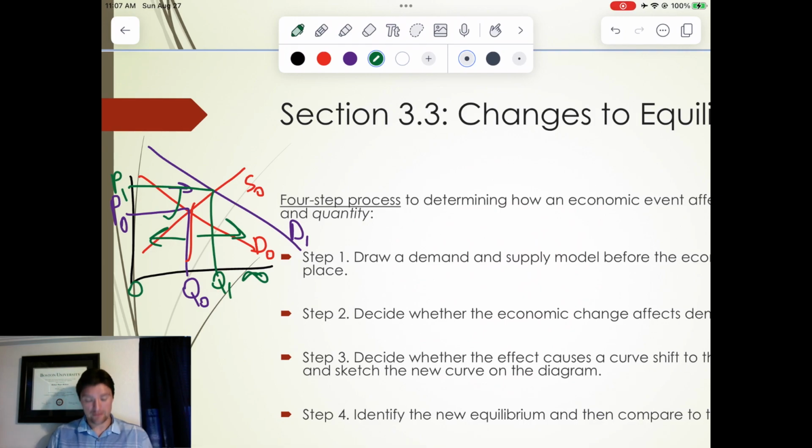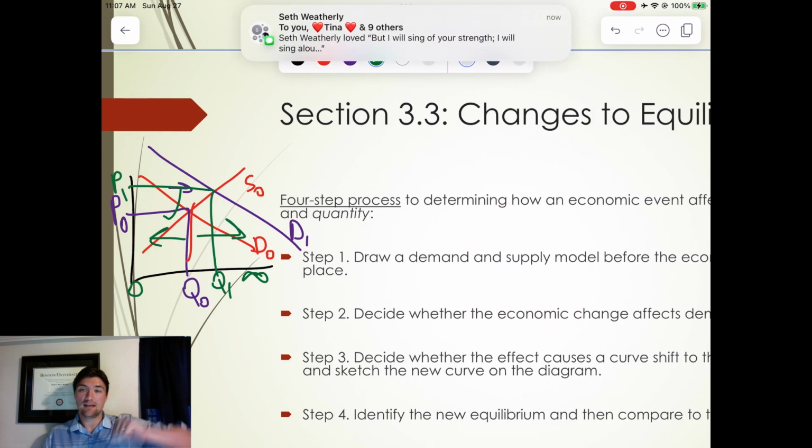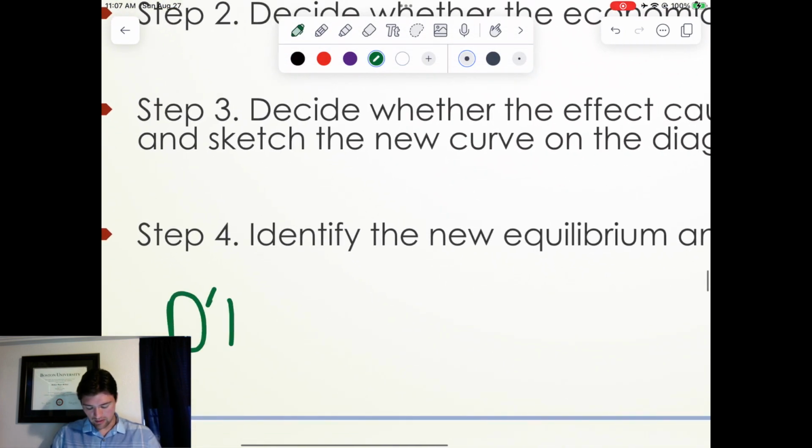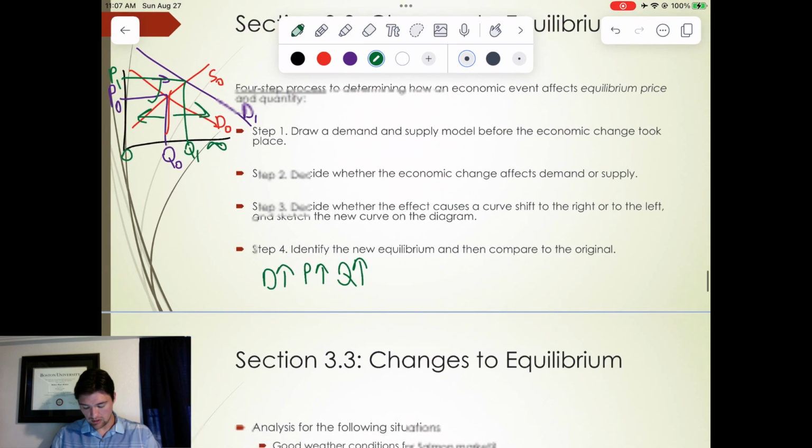Now, what happened to price? Looking at P0 and P1, you can see that it is increasing. And then looking at Q0 and Q1, it's increasing as well. So what happened where we would have more demand? Well, price would go up and quantity goes up as well. And that just makes sense, right, all the way around, right?